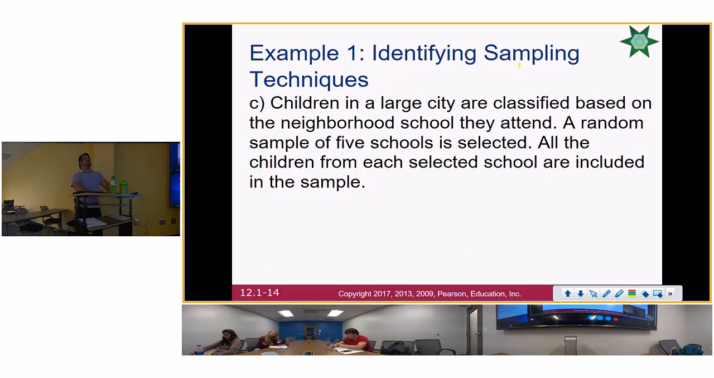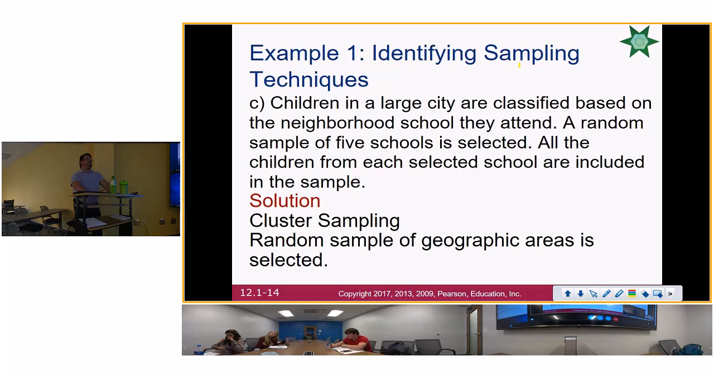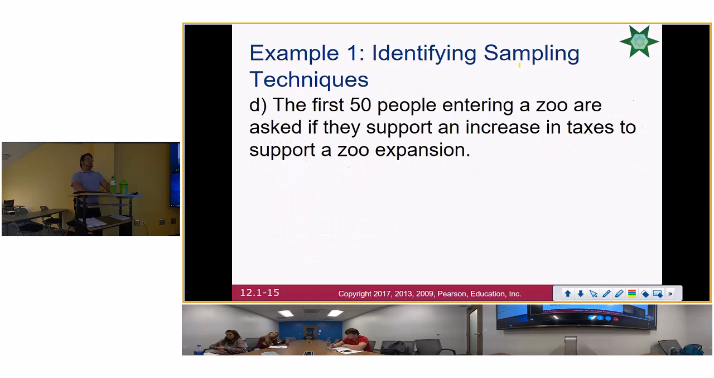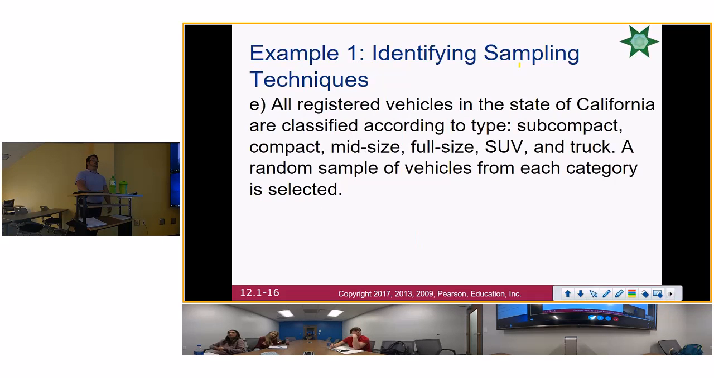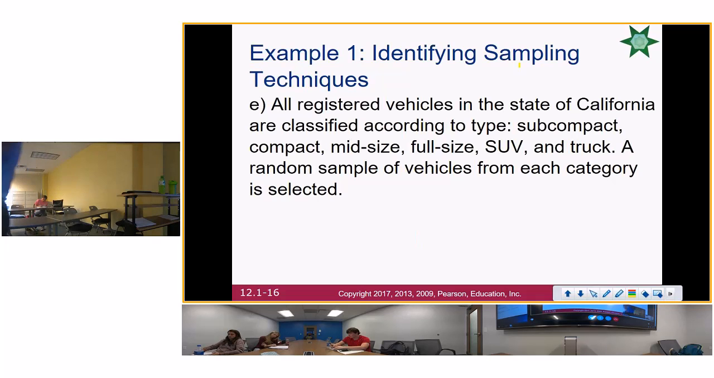Children in a large city are classified based on the neighborhood school they attend. Okay, that would be a cluster. And then they divide it up into male and female or something like that. That would be, okay, the first 50 people interviewed are asked if they support an increase in taxes. That would be a convenient sample because you just ask people walking in. And, okay, registered vehicles, that's a cluster. Write that down. Registered vehicles in this question, that would be highlighted and you would call that a cluster.